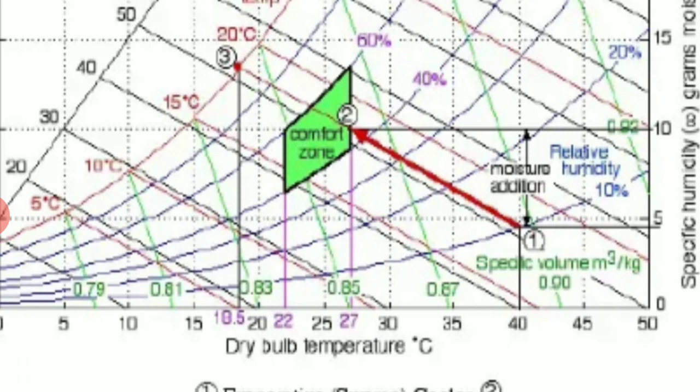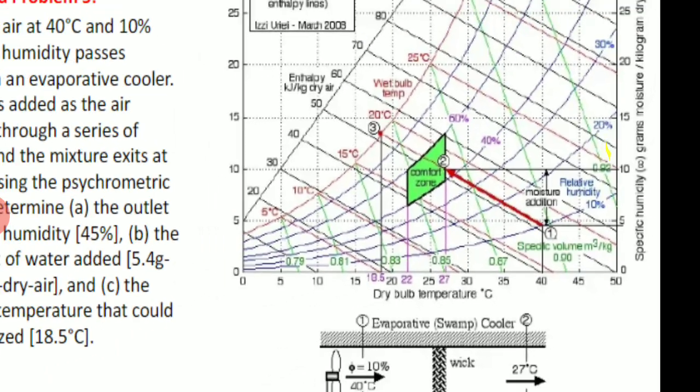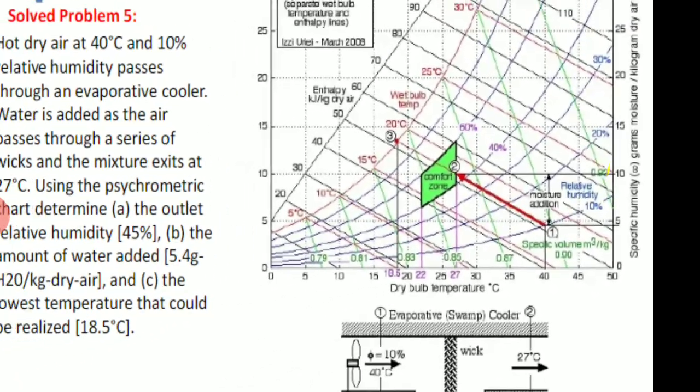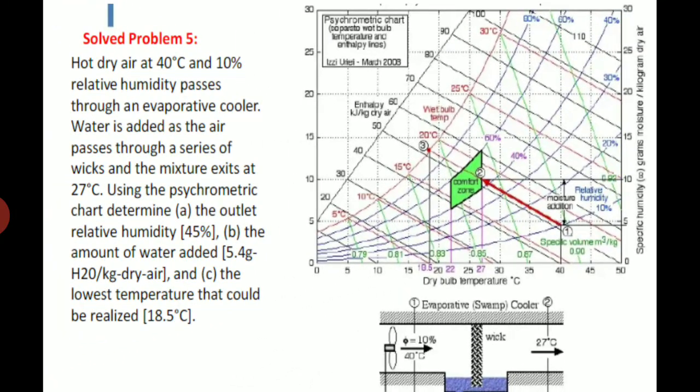From point 1, move horizontally towards the right, and you can obtain the specific humidity, 5 grams of water vapor per kg of dry air. So 5 grams of water vapor is the amount of water added. So 5 grams of moisture is added. That is what it indicates.